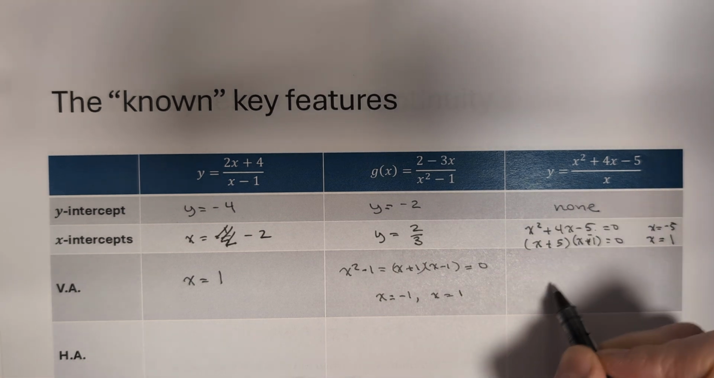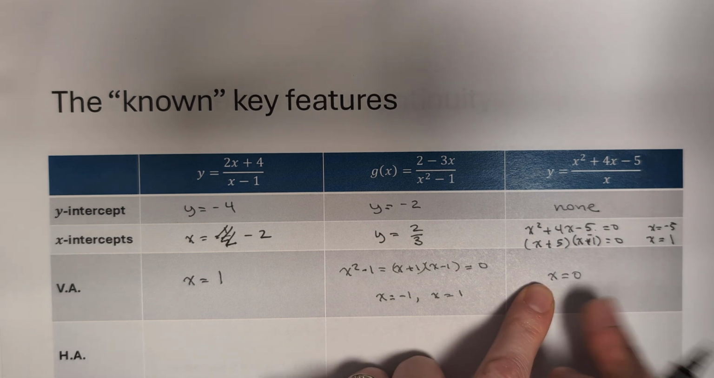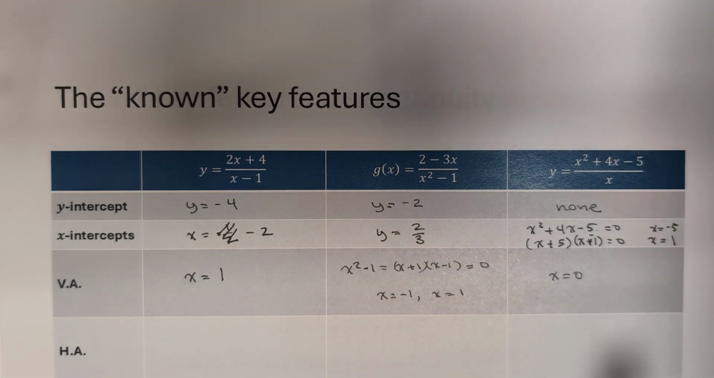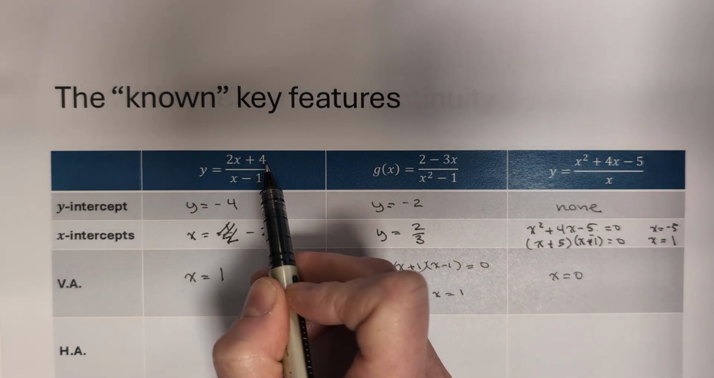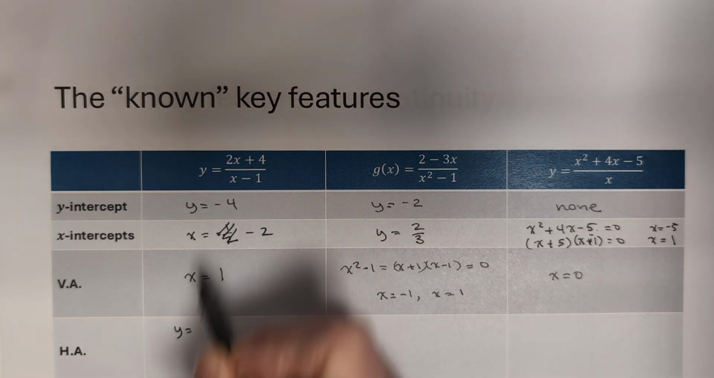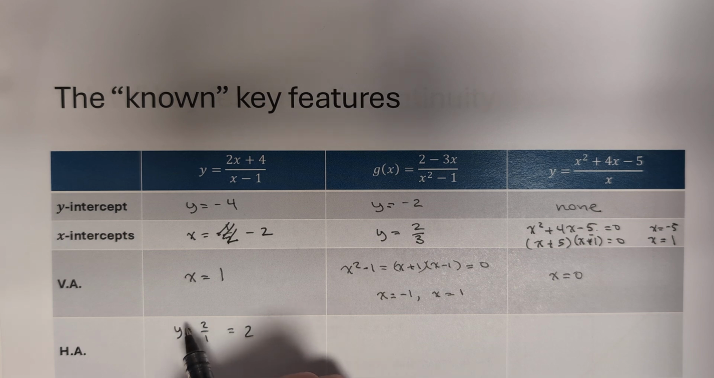And here we see that at x equals 0, there's going to be a vertical asymptote, which is why there's no y-intercept. Horizontal asymptotes, we're going to look at the highest power. In this case, the highest power of our x terms is linear. It's to the power of 1. So the coefficients are 2 and 1. So make sure you say that y equals.